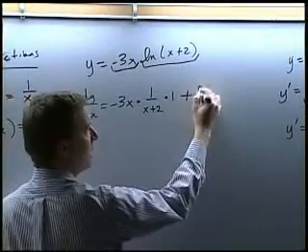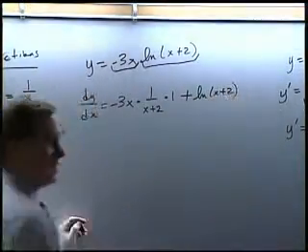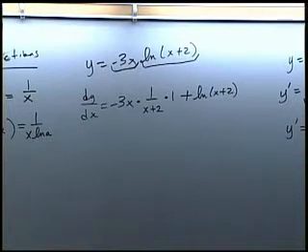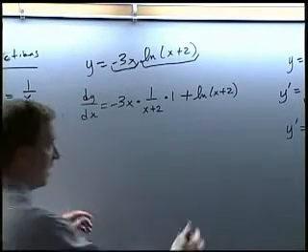Now I need to add on the second times the derivative of the first. So I rewrite the second part. What's the derivative of the first part? Negative 3.